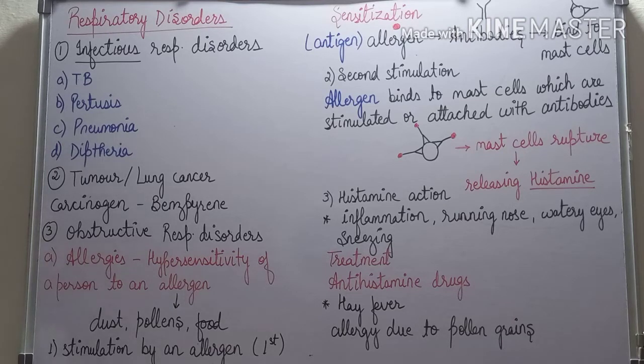So the first one is allergies. What is allergy? It is hypersensitivity of a person to an allergen. Hypersensitivity means, hyper means too much. So when a person is too much sensitive to any particular allergen. Now allergens can be what? It can be dust, pollens, or food.